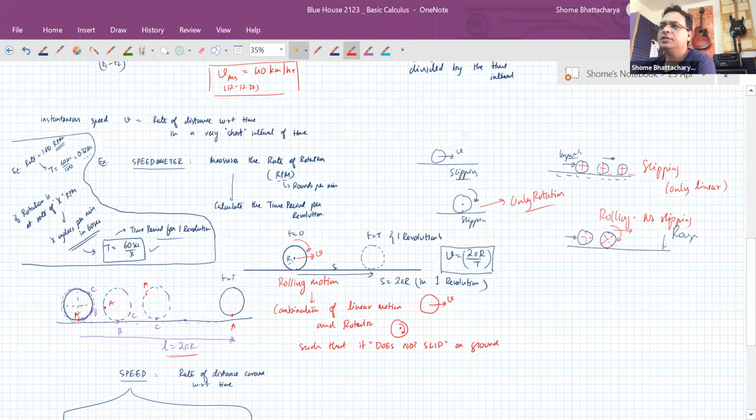Now, in a future chapter called rigid body motion or rotational motion, we will look at this whole business of rolling versus slipping in much more detail with proper equations and all that. But till then, you just think of this intuitive sort of method of understanding it. Okay.